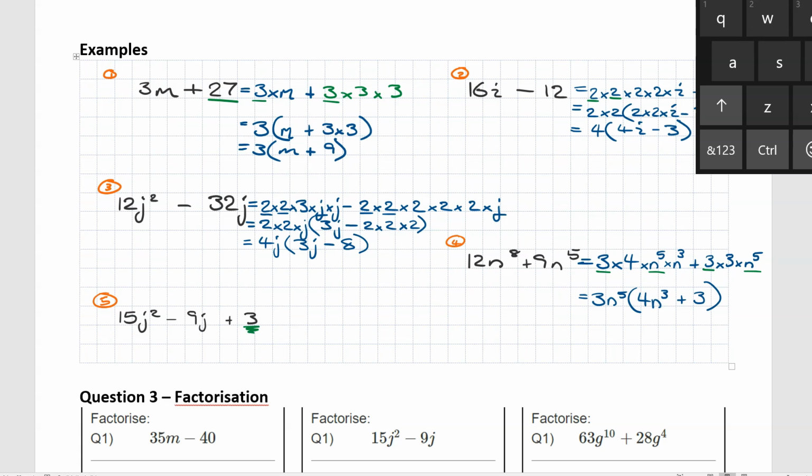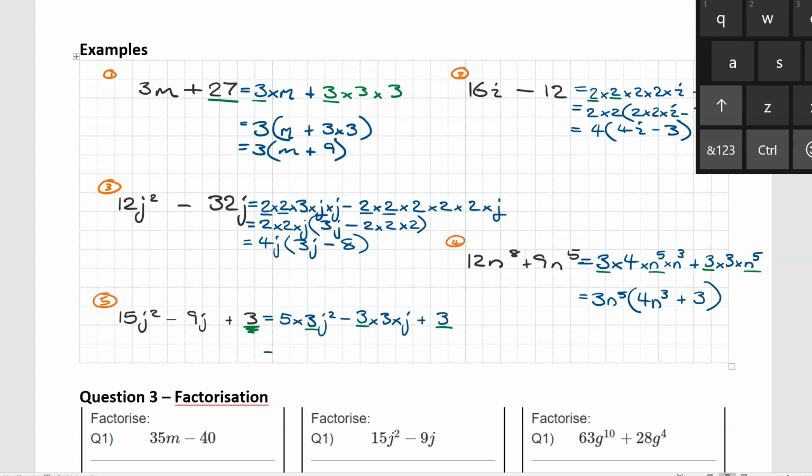It's 3. So 15 divided by 3 is 5. 5 is a prime number, so it's not going to get any lower than that. 9 divided by 3 is 3, and 3 divided by 3 is 1. So splitting this up, we're going to get 5 times 3, j squared, minus 3 times 3 times j, plus 3. Therefore, looking at what's common, well, we've got all of these 3s here.